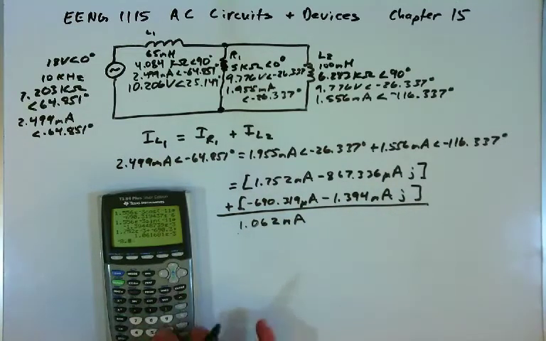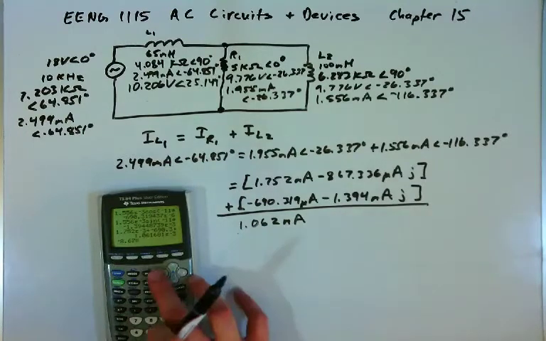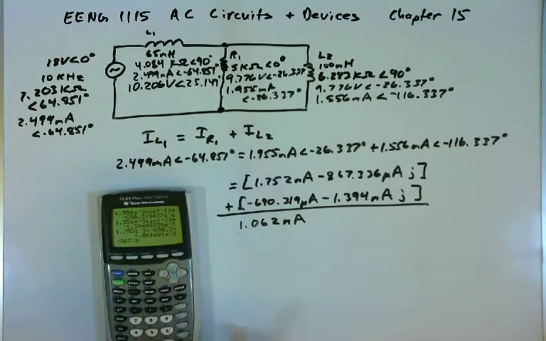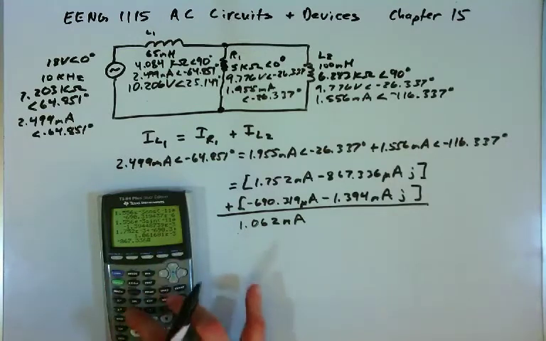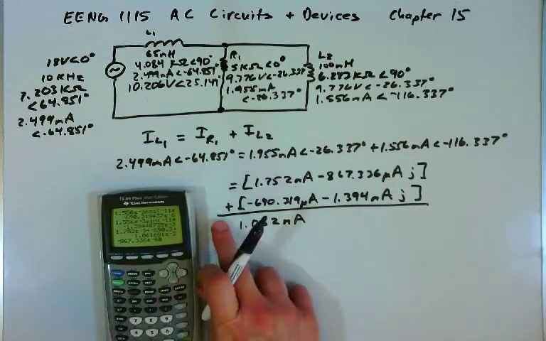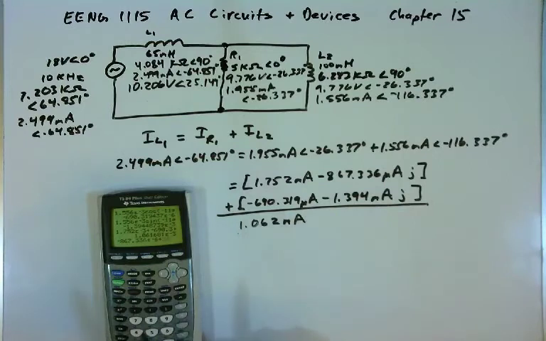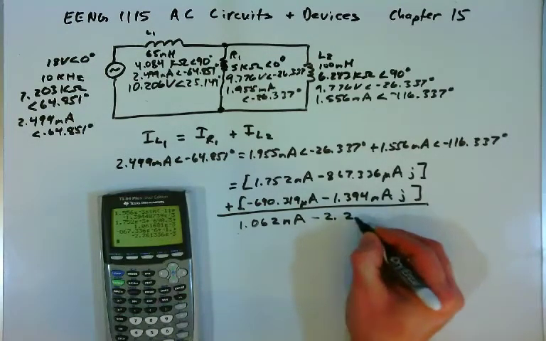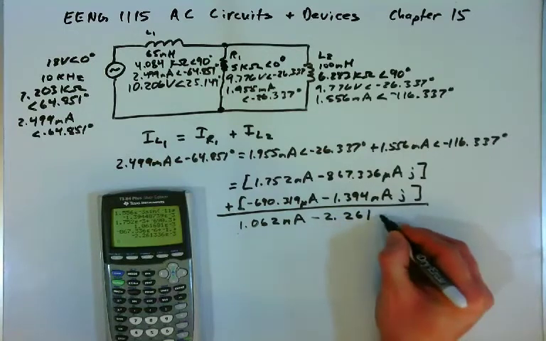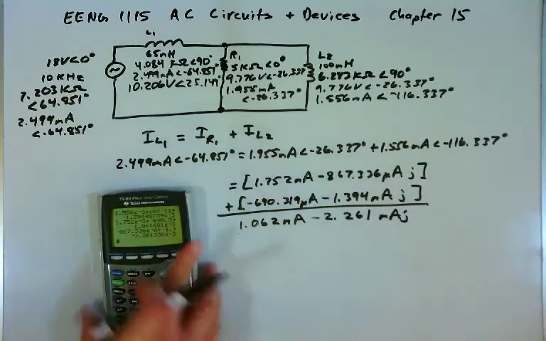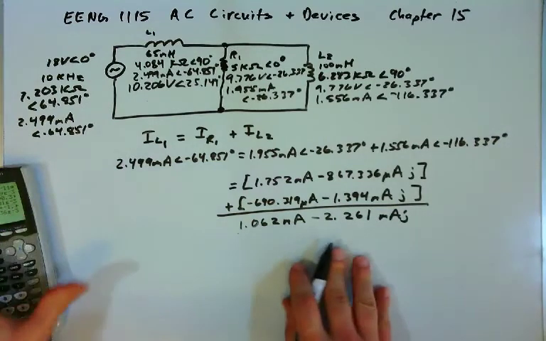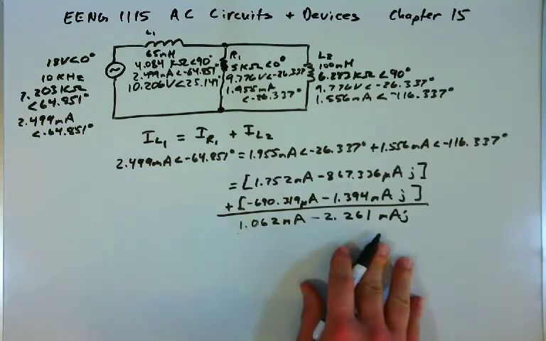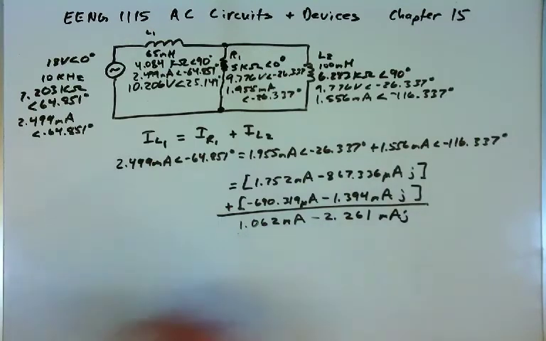We have a negative 867.336. That's micro. And I'm adding a negative 1.394 milli. And we get negative 2.261 milliamps J. And so to see if our answers are right, we need to convert this back to a polar form to see if it matches this.